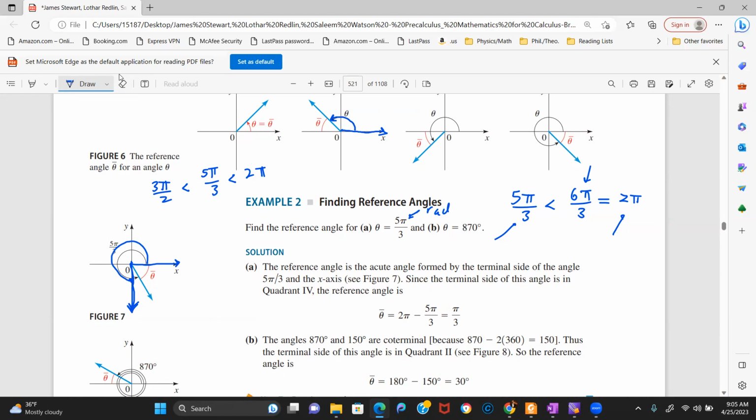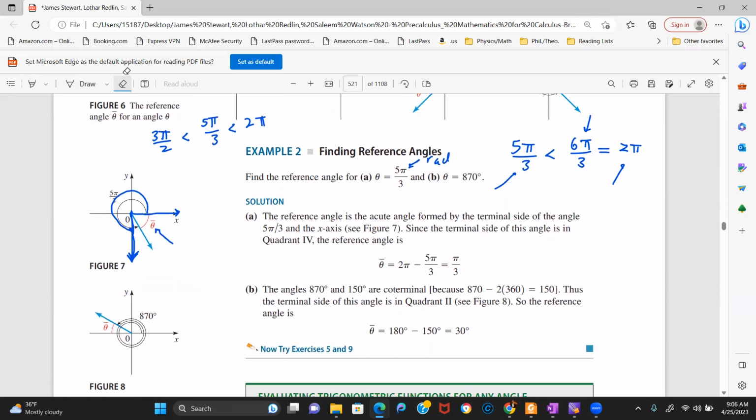So rotating 3 pi over 2 means you land on the negative y-axis. To get the reference angle, it's just this acute angle you form here. To figure that out, you take 2 pi minus, well, they do it right there, so I won't do that. It's the full rotation, 2 pi, minus the rotation that you actually rotate through, 5 pi over 3. When you do that calculation, you get pi over 3 as your reference angle.